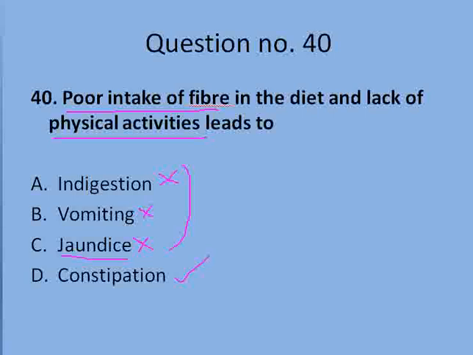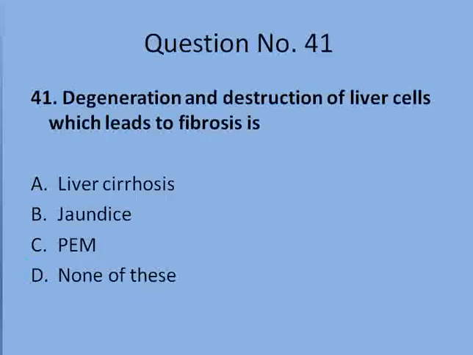So what is the meaning of constipation? The feces, that is, the waste material formed in our body after digestion, are retained within the rectum because of poor intake of fiber in the diet and lack of physical activities, and this process may lead to a condition called constipation. So the correct option for this question is D. Question number 41.